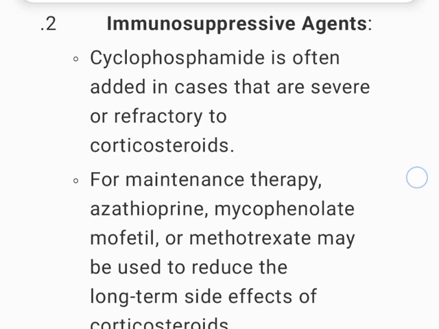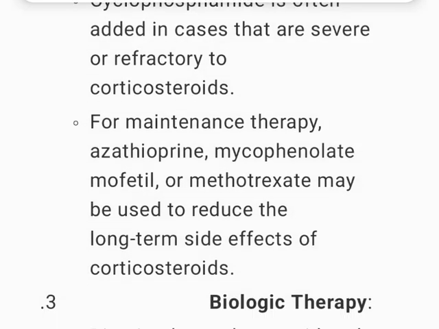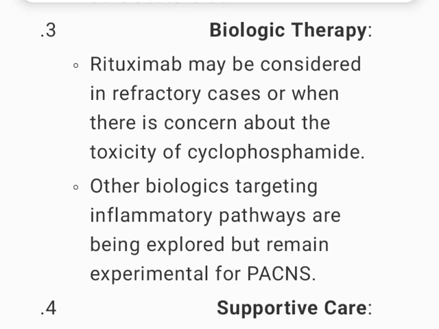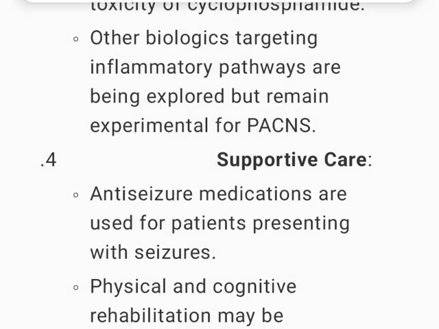2. Immunosuppressive agents. Cyclophosphamide is often added in cases that are severe or refractory to corticosteroids. For maintenance therapy, azathioprine, mycophenolate mofetil, or methotrexate may be used to reduce the long-term side effects of corticosteroids. 3. Biologic therapy. Rituximab may be considered in refractory cases or when there is concern about the toxicity of cyclophosphamide. Other biologics targeting inflammatory pathways are being explored but remain experimental for PACNS.